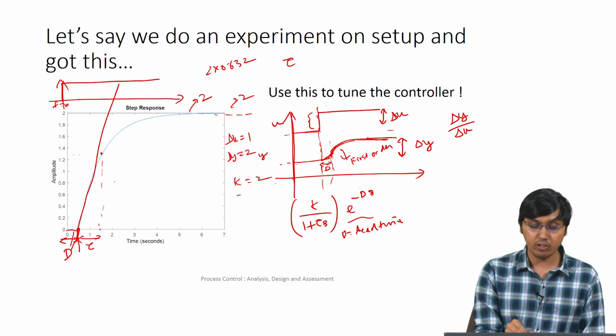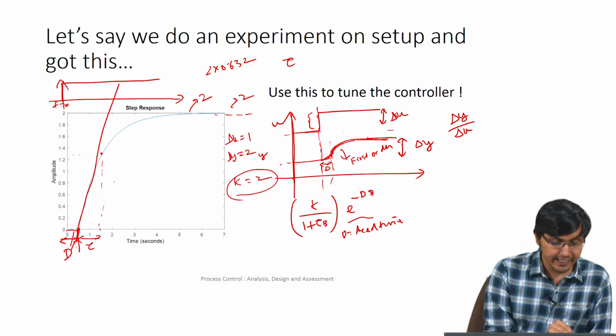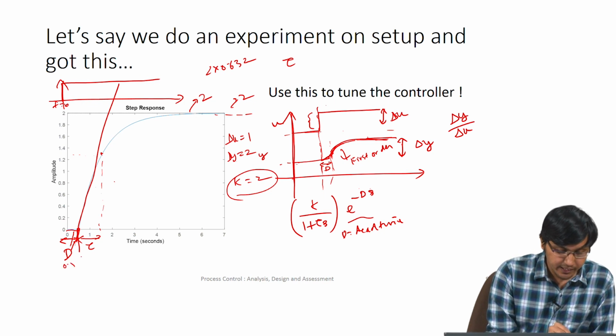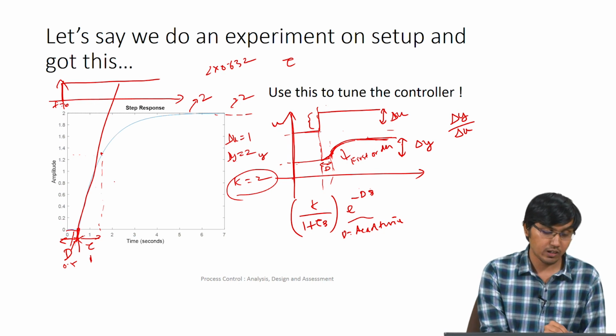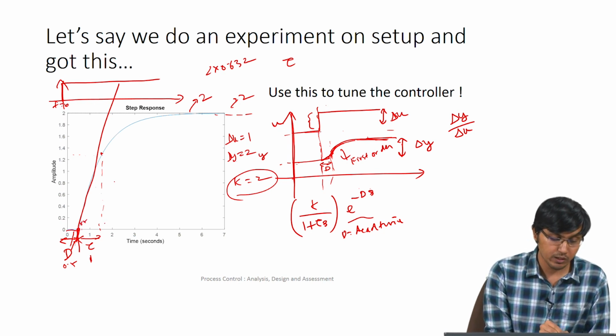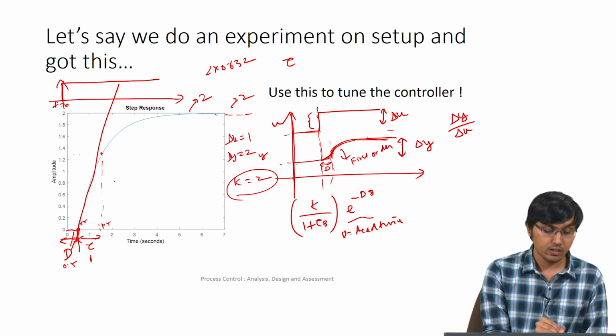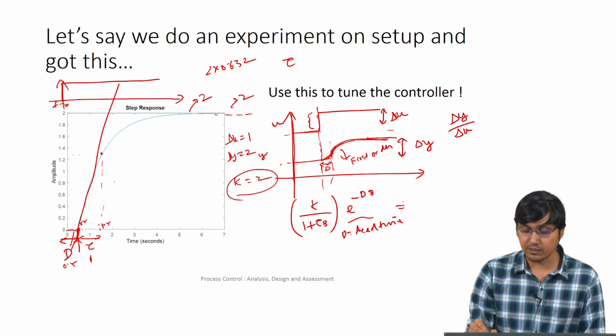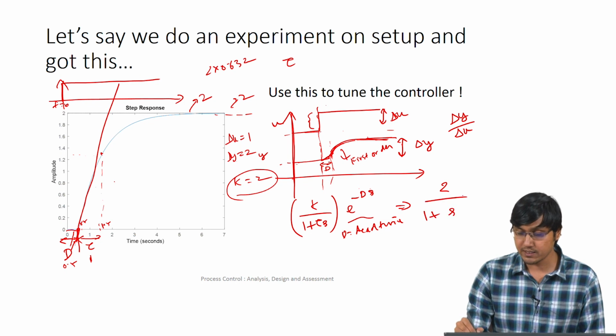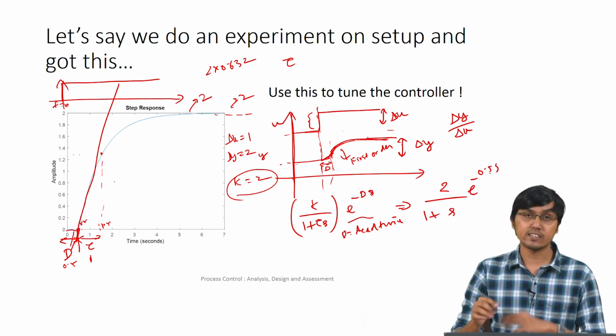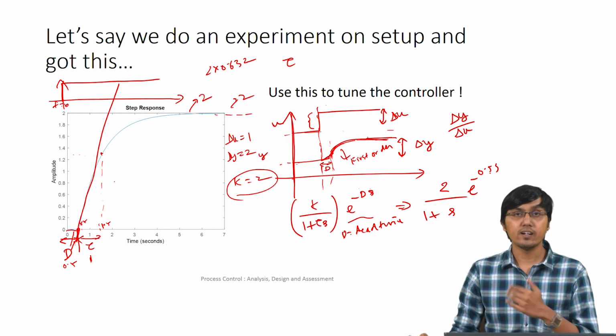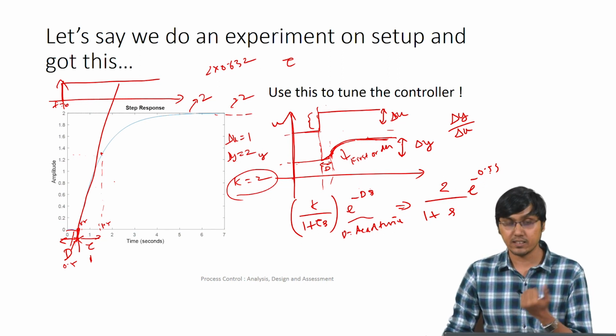So I get a gain equal to 2, dead time of around 0.5, and tau looks like around 1. So this is like 0.5 to 1.5, so tau is 1. Basically this particular system is approximately 2 by (1 plus s) times e power minus 0.5 s. This is how we get the various values of dead time, time constant, and gain.